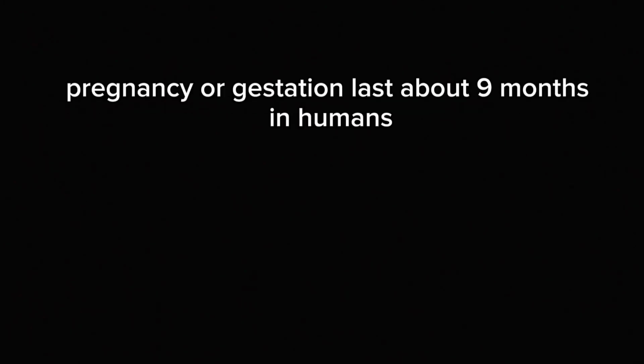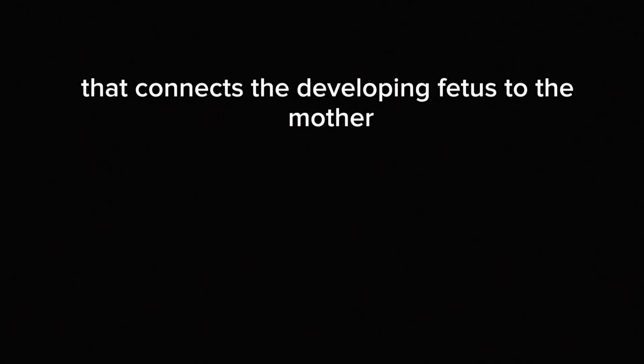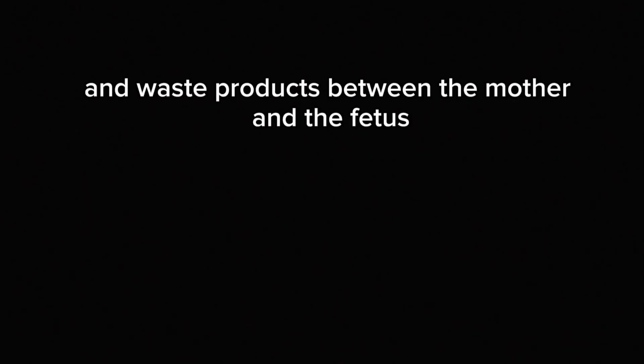of the uterus. Now let's talk about pregnancy and placenta. Pregnancy or gestation lasts about 9 months in humans. During this period, the placenta develops as a temporary organ that connects the developing fetus to the mother. The placenta facilitates the exchange of nutrients, gases, and waste products between the mother and the fetus.